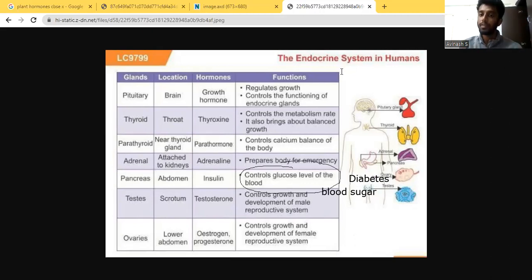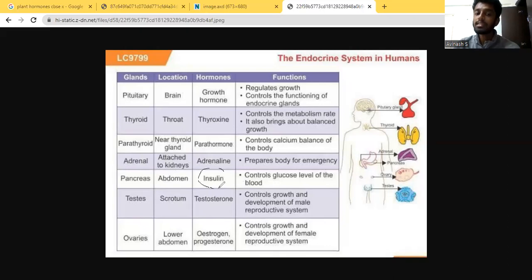So this is something that we should know. What regulates this blood sugar level? Whatever we eat, there is something that will control this blood sugar level within a range, and that is insulin, which is secreted by the pancreas. This is very, very important.